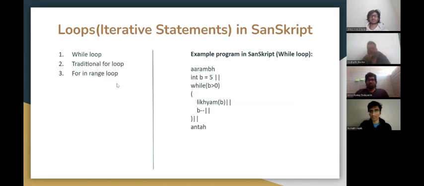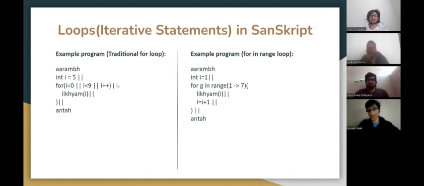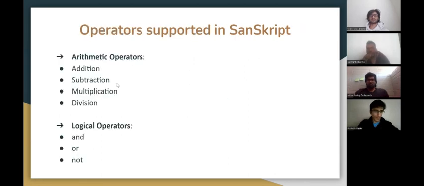Moving forward, we have the following three loops. The first is the while loop, the second is the traditional for, and the third is the for i in range loop. As you can see in the example, all the loops begin with the opening bracket and end with the closing bracket. And all the statement declarations end with the double pipe operator. Moving forward, you can see the examples for the traditional for and the traditional for i in range loop respectively.